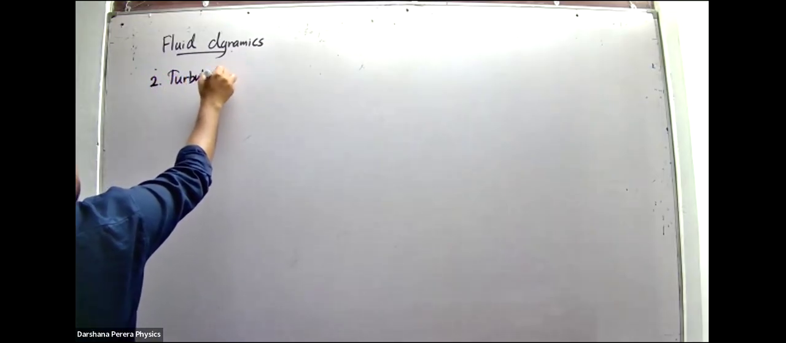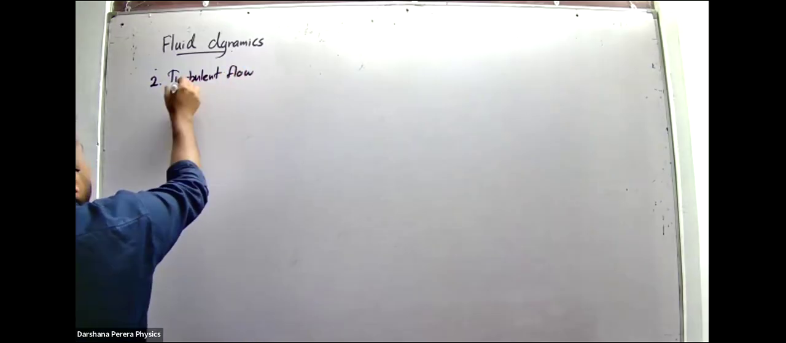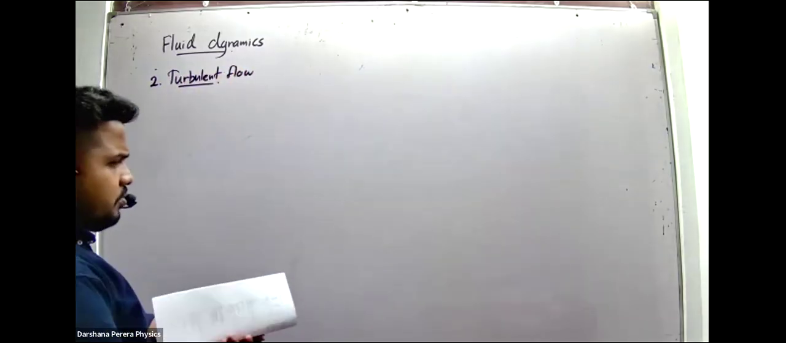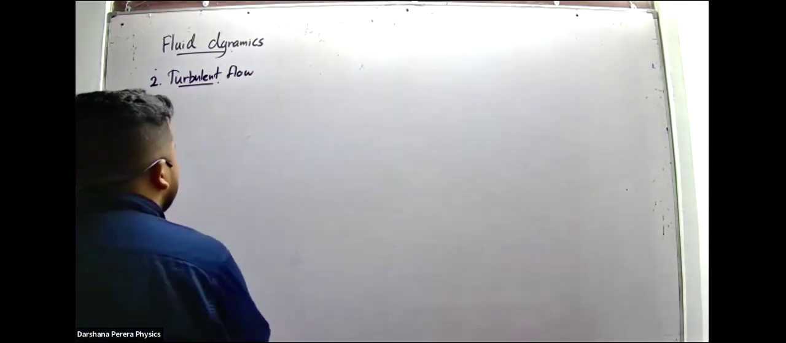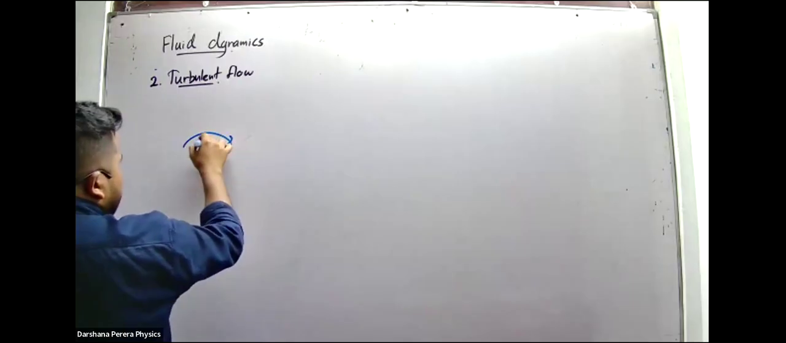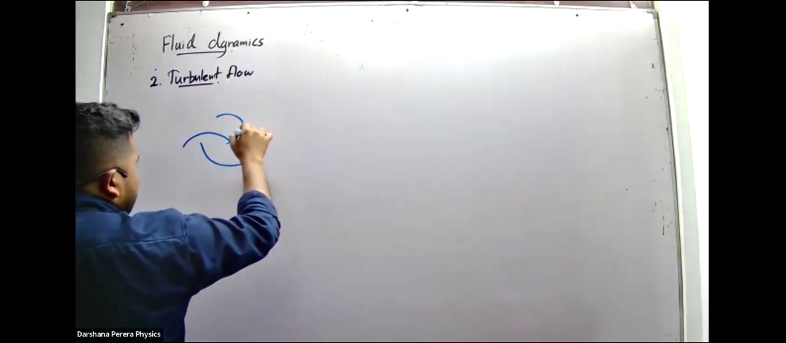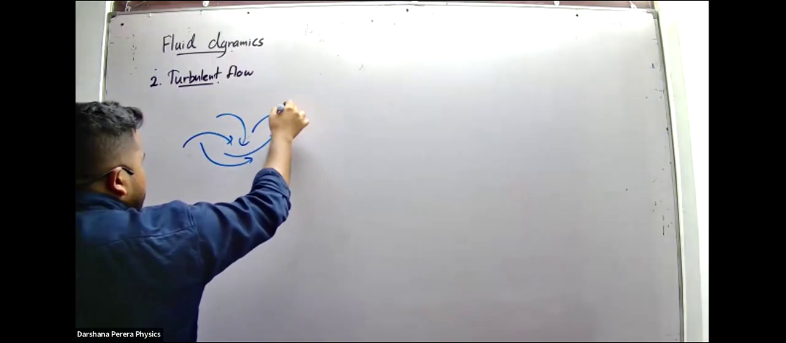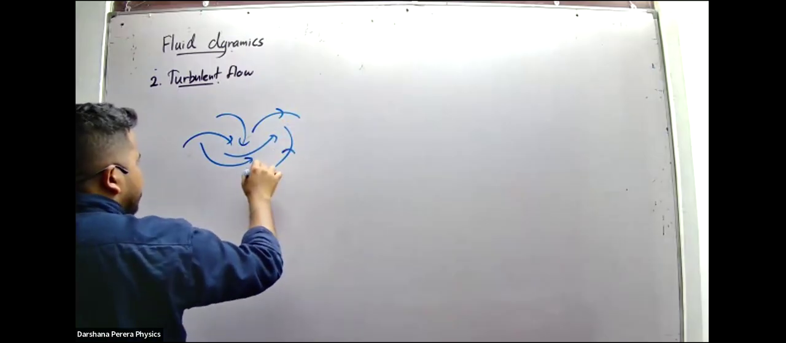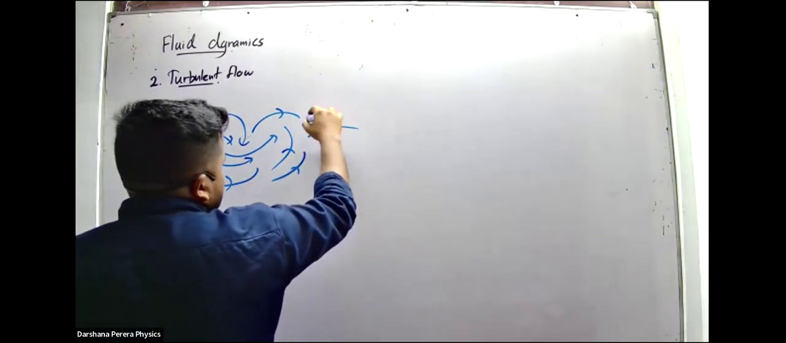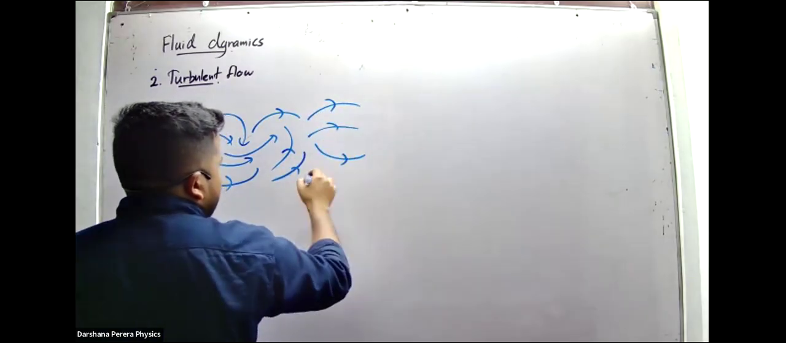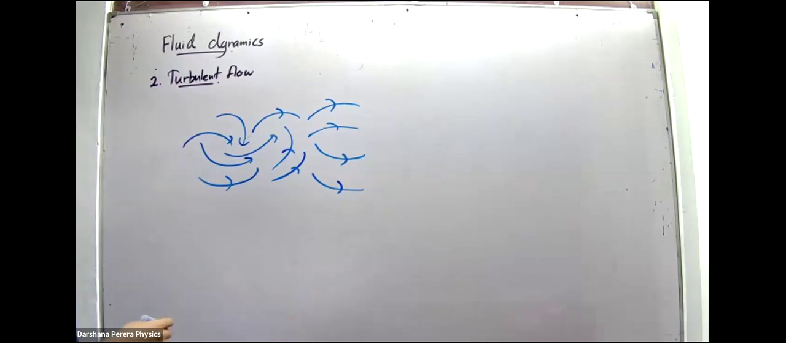Turbulent flow. Okay. So previously I showed turbulent flow. There is no existing path, right? No existing way to travel. They are very complicated ways. Okay, this is turbulent flow.